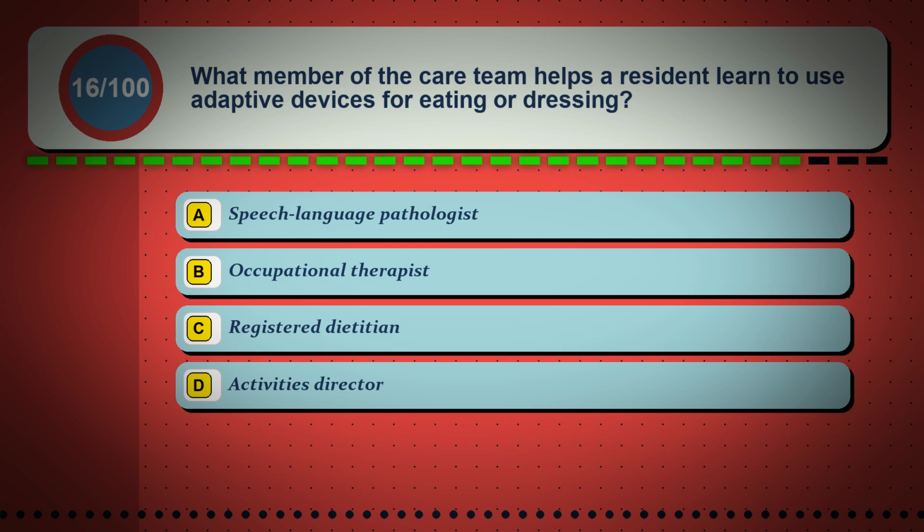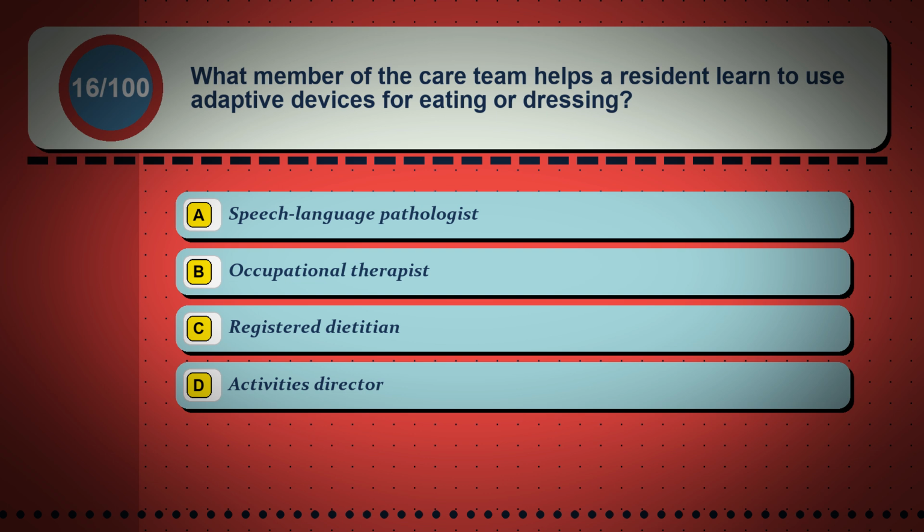Question 16. What member of the care team helps a resident learn to use adaptive devices for eating or dressing? Option A. A speech-language pathologist. Option B. Occupational therapist. Option C. Registered dietitian. Option D. Activities director.